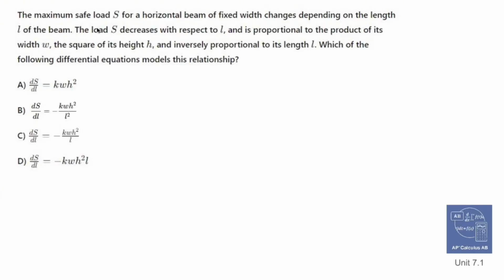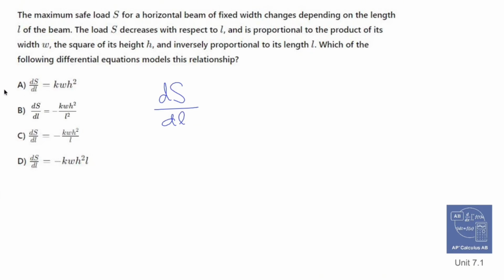The maximum safe load for a horizontal beam of fixed width changes depending on the length L of the beam. So we have dS/dL happening here. The load S decreases with respect to L and is proportional to the product of its width and the square of its height, and inversely proportional to its length L. Which of the following differential equations model this relationship?